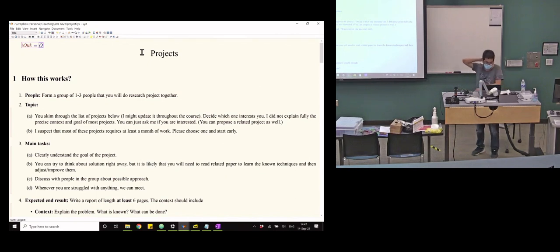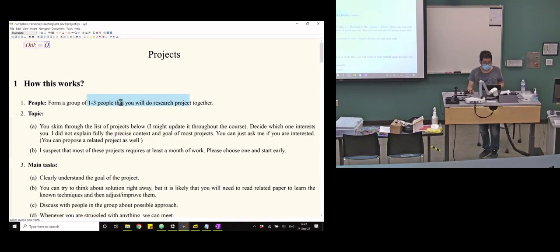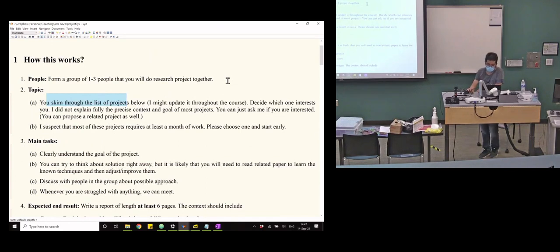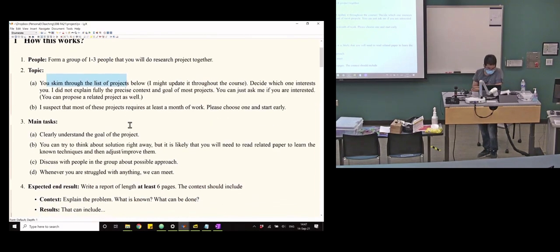So how will this work? You can try to form a group of people, maybe 1 to 3, that you will work together with. And I will put this in the canvas soon. Basically, you can skim through the list of projects that I will list below and choose which you want to do. You can also suggest something to me. But I suspect that each of these projects might take you some time, like a month. So it would be nice to look at it and start early.